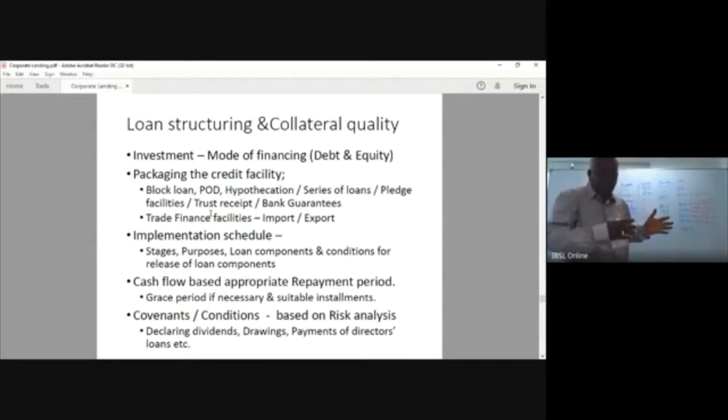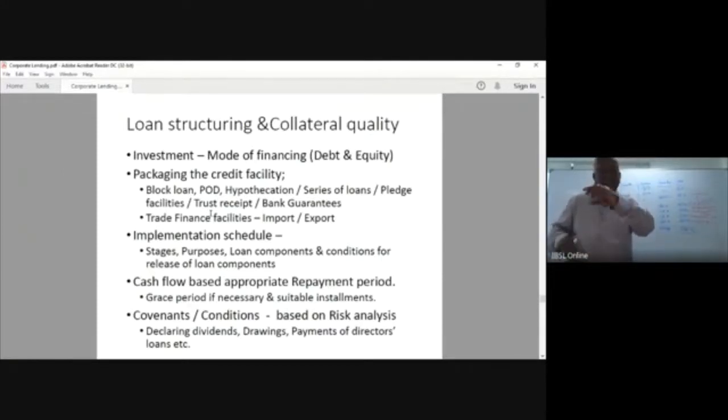During the grace period, customer has to pay the interest. After the grace period, customer has to pay the interest plus installment. Right. And the covenants or conditions based on risk analysis.